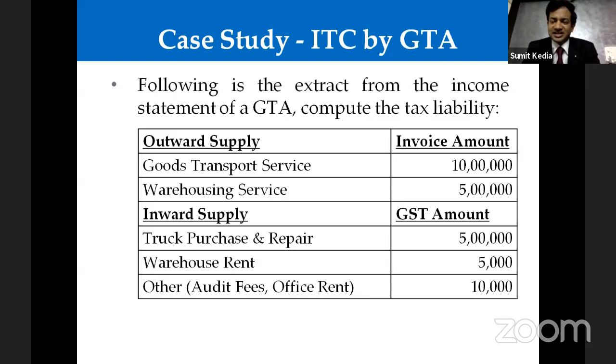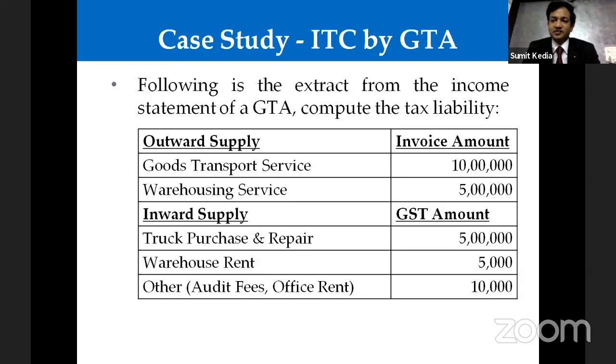In case of GTA, as I said, RCM will be applicable. So many times a GTA might have an option, that is, some of its turnover might become taxable, some might become exempt. Let's say an example. This is an extract of an income statement of a transporter. Outward supply consists of GTA service for 10 lakhs, warehousing service for 5 lakhs.